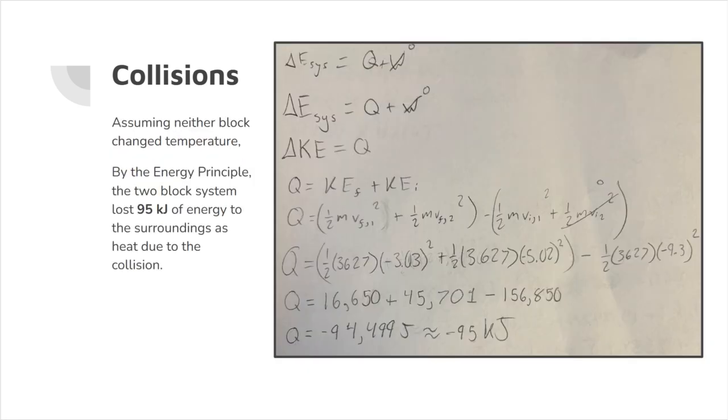These are my calculations for that. I used the energy principle. The change of energy of the system is equal to the work plus the change in heat, and I found that, assuming that neither block changed temperature, which I wouldn't have been able to measure anyway, by the energy principle, the two-block system lost 95 kilojoules of energy to the surroundings as heat due to the collision.